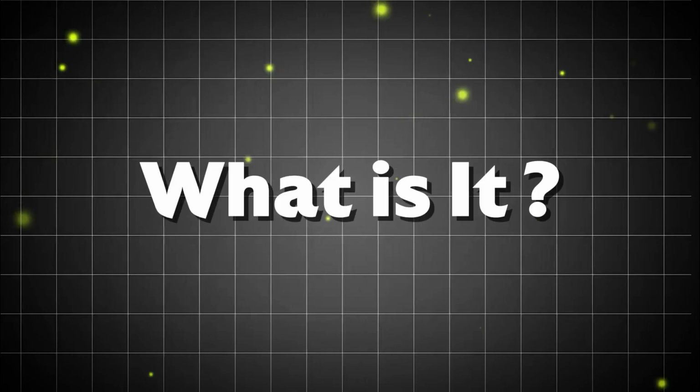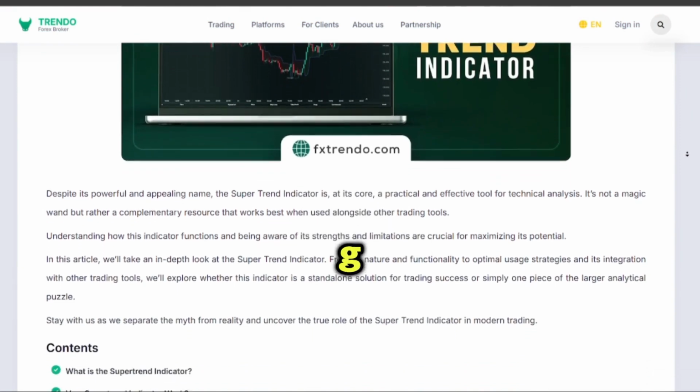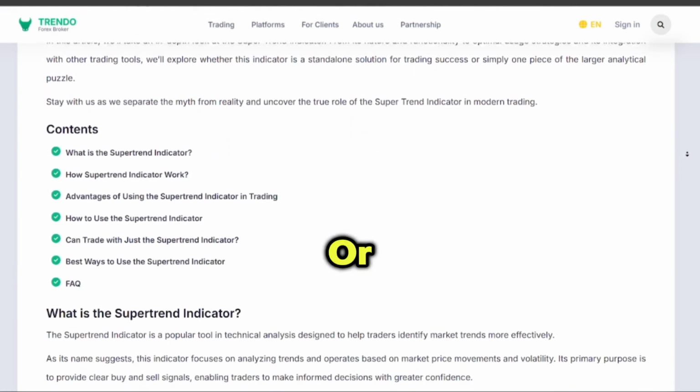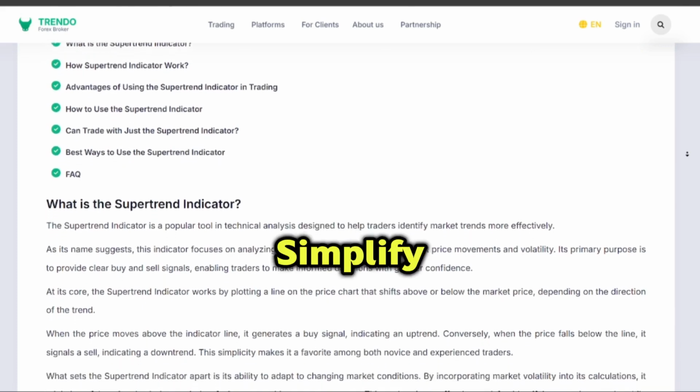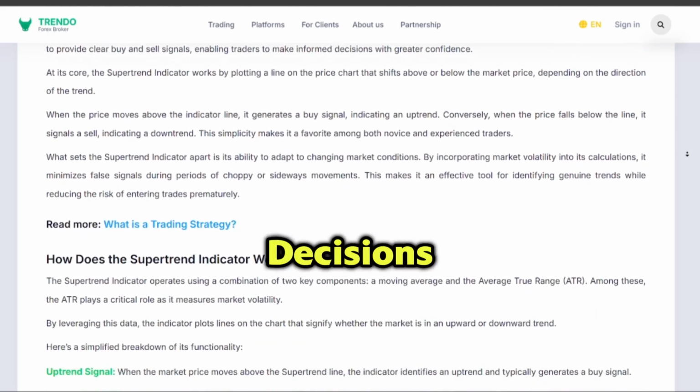What it is. The Supertrend Indicator is a technical analysis tool used in trading to help identify the current market trend and potential entry or exit points. It's designed to simplify trend detection, so traders can make quicker, more confident decisions.